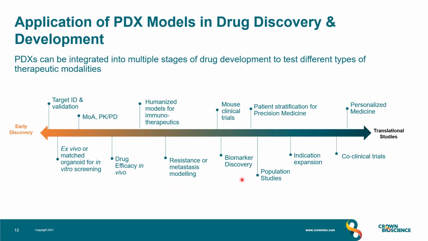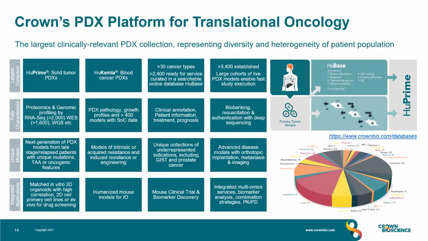The larger scale studies, such as mouse clinical trials for biomarker discovery, for patient stratification, indication expansion, all require a large number of models. And then you have the PDX development from new tissue direct from the clinic or the patient for a more personalized medicine or treatment approach, or co-clinical trials to inform directly on individual patient responses. So our aim with our collection is to represent as many different patients as possible with their unique features.